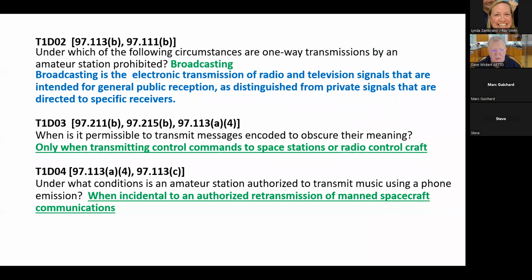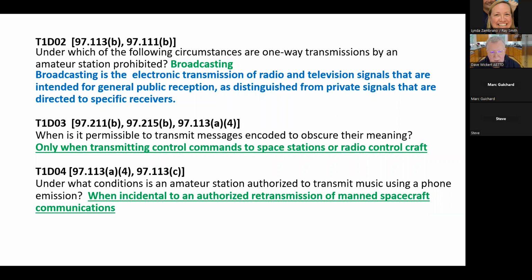Under what of the following circumstances are one-way transmissions of amateur radios prohibited? You're prohibited to broadcast. Broadcast is an FCC term for one-way communications. Your normal radio and television signals are intended for the general public, and that's what the FCC calls broadcasting, and you're not permitted to do that when you have an amateur radio license. Amateur radio is two-way communications between amateurs.